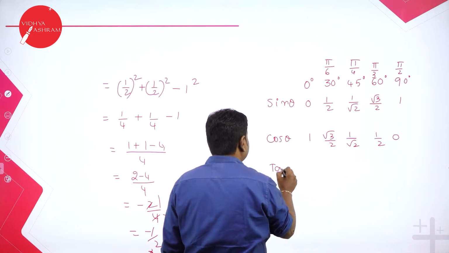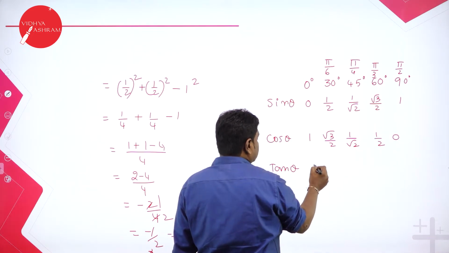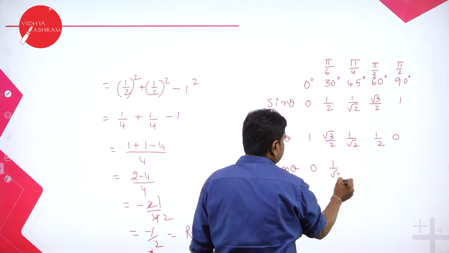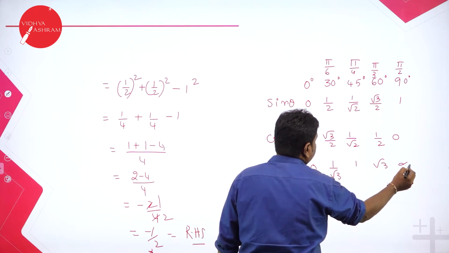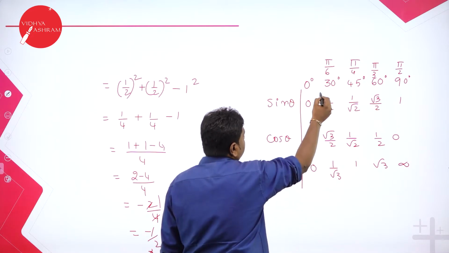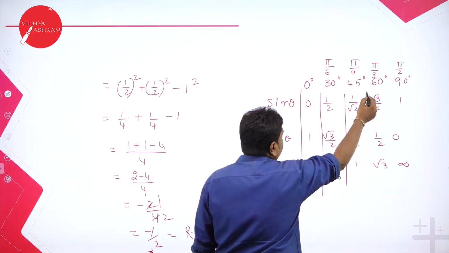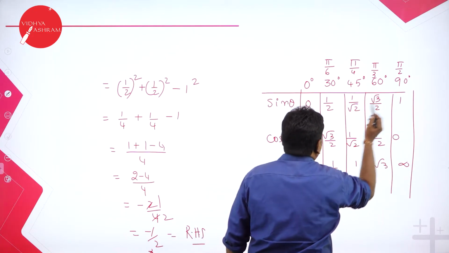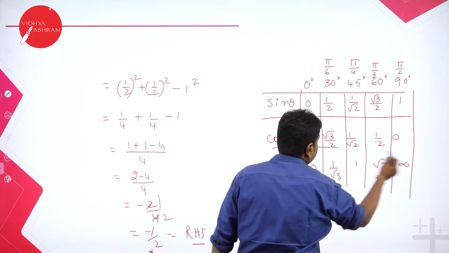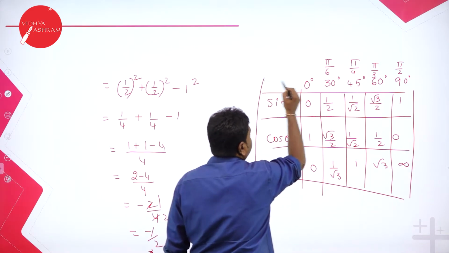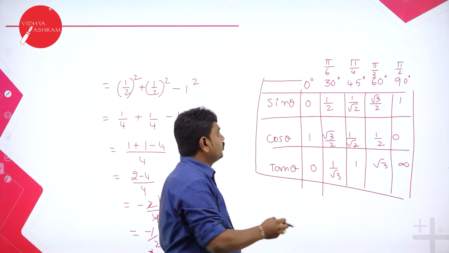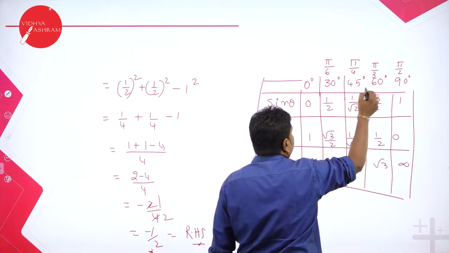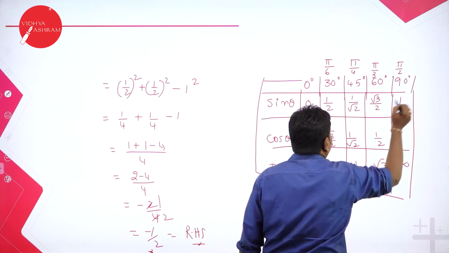Tan theta, what is tan theta? Sin by cos: 0, 1 by root 3, 1, root 3, infinity, which is not defined, we'll say. So the conclusion is simple. If you know this angle table, then you can find the values and substitute them. This is what we used here. Hope all of you understood this. So you should be thorough with this angle table, then you can do the problems.